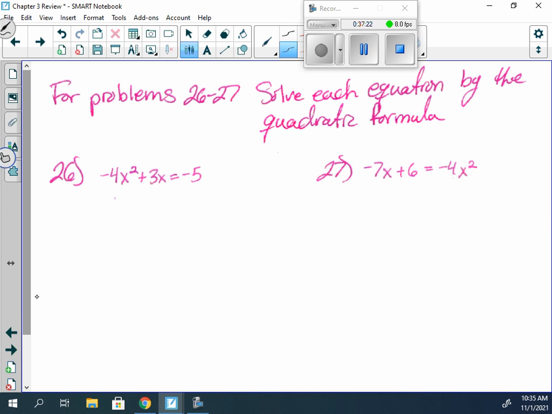26 and 27, solve each equation by the quadratic formula. Which one do we want to look at? 27. Now, the quadratic formula, we need this thing equal to 0. So we need to get everything on the same side of the equal sign.